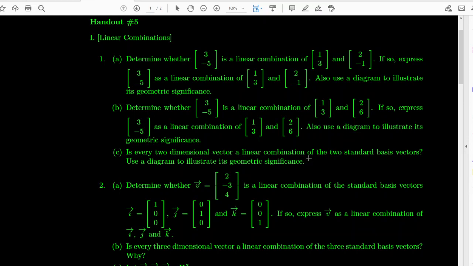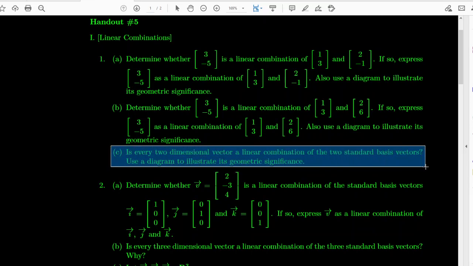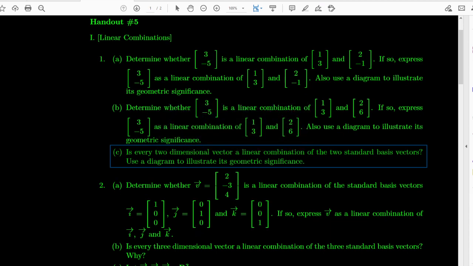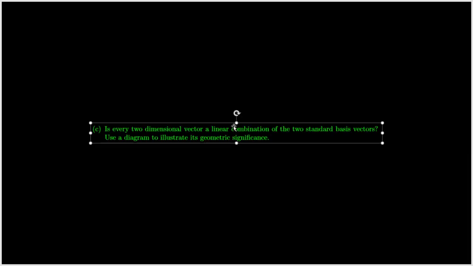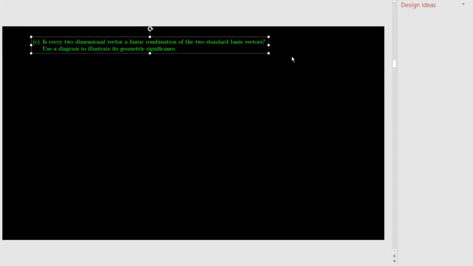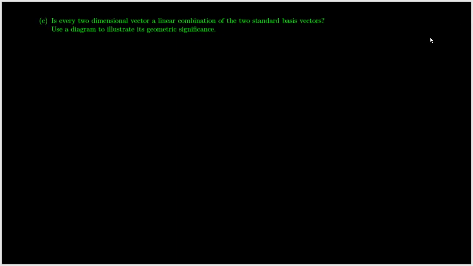Is every two-dimensional vector a linear combination of the two standard basis vectors? The answer is yes, right? It's easy. Okay, the answer is yes. I will show you an illustration, so geometrically. Now we are trying question number 3. I will give you a better solution to question 3. So the answer is yes.